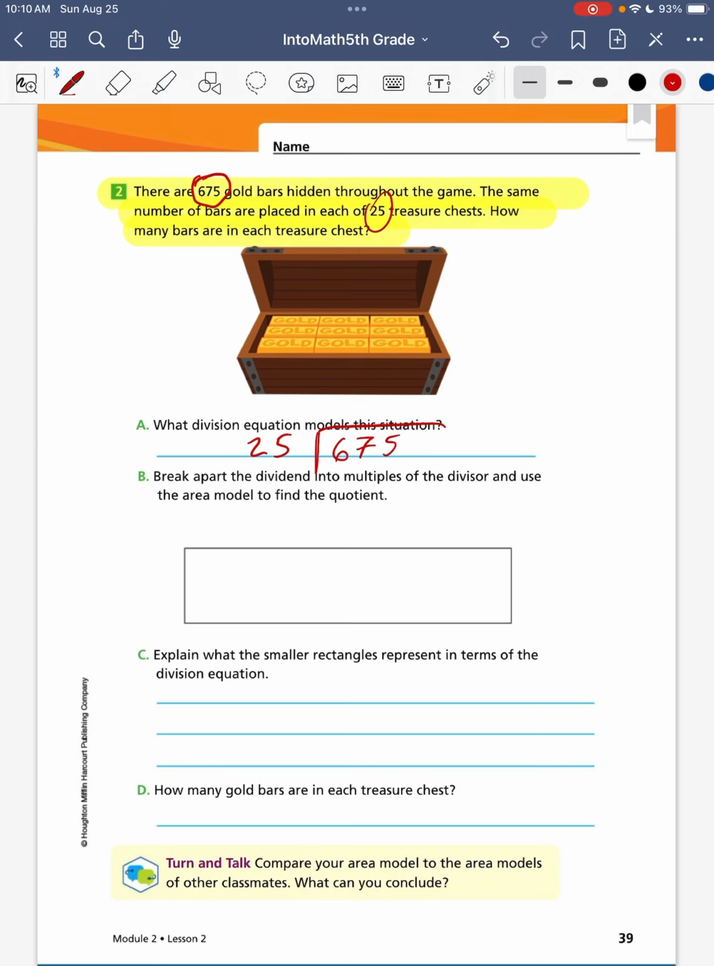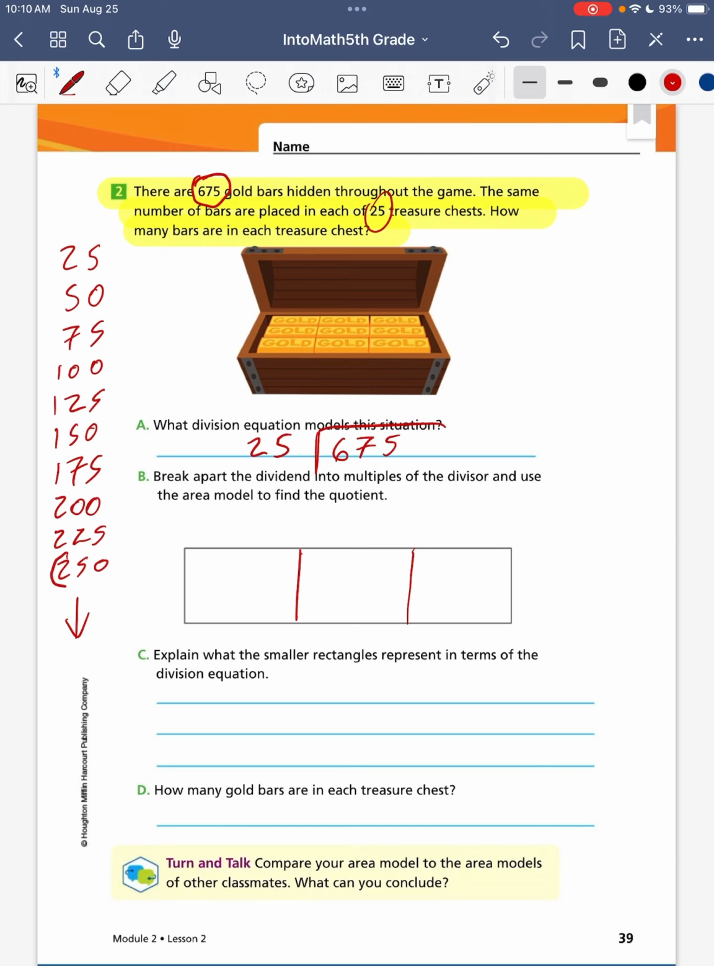Now we're going to use this area here to break it up into multiples of 25. And for our multiples of 25, it's nice and easy. It's 25, 50, 75, 100, 125, 150, 175, 200, 225, 250, and so forth. To help us out with this, I like 250 as a multiple because 250 is a multiple of 10. And in math, anytime that we can make it a 10, it makes life so much easier.